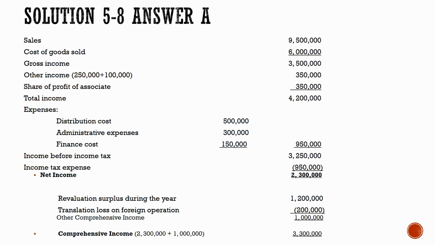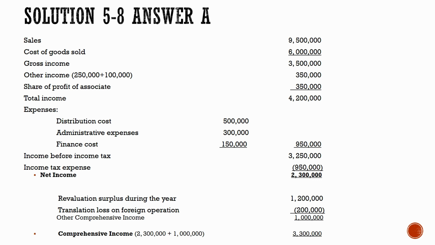So, kunin muna natin yung other comprehensive income. So, sa problem ay may revaluation surplus na 1,200,000. I-less lang natin sa kanya yung translation loss on foreign operation na 200,000 para makakuha ng other comprehensive income na 1 million. Tapos, i-add natin yung nakuha nating net income kanina na 2,300,000 ay makukuha na natin ang comprehensive income na 3,300,000. So, ang sagot po dito ay yung sinolve natin kanina na net income na 2,300,000.